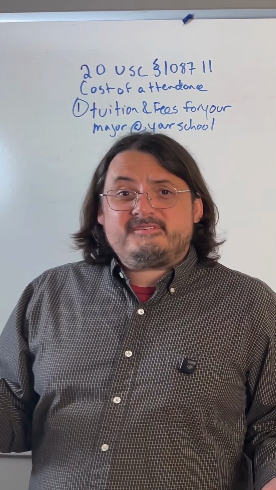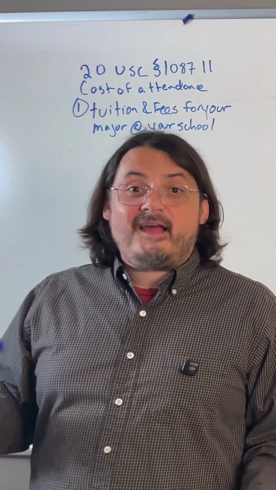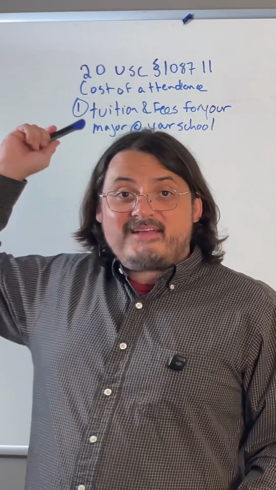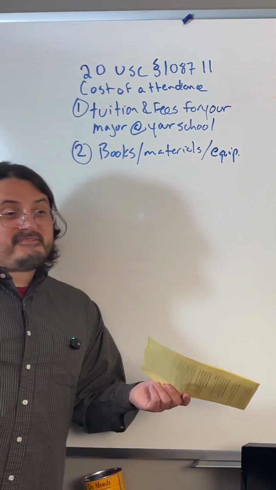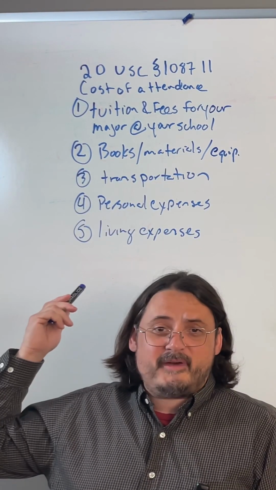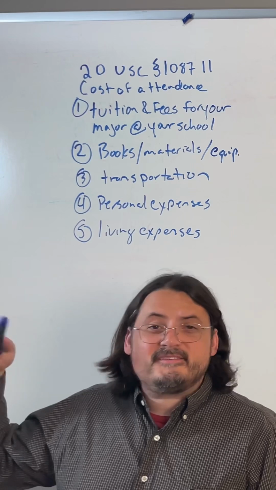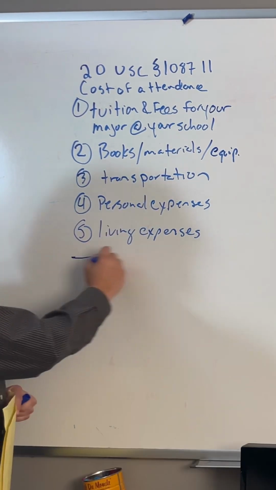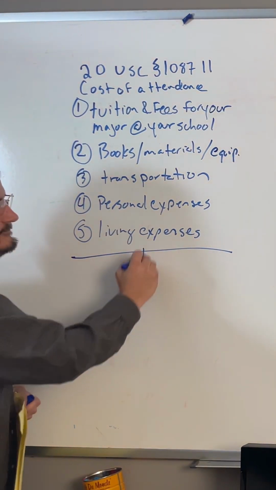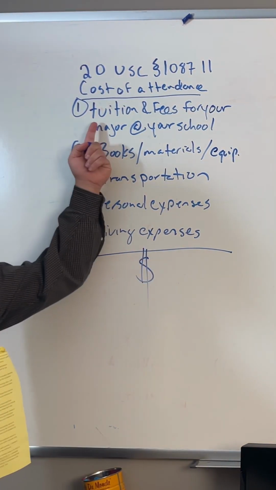Basically, they just call your school and say, hey, this kid's majoring in chemical engineering. How much is it going to cost for him to go to school for a year? That's that number. How much will the books and equipment cost for somebody in that major? Does an engineering student have to buy more stuff? And then all the other stuff you'd expect. Cost of transportation, living expenses, food. Are they going to live in a dorm? How much is that going to cost? All that kind of stuff. And then they add this all up, come up with a number, and that's the cost of attendance.